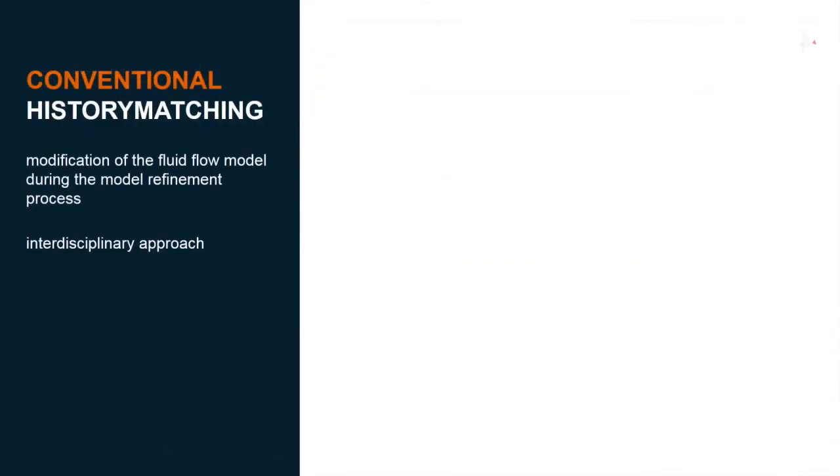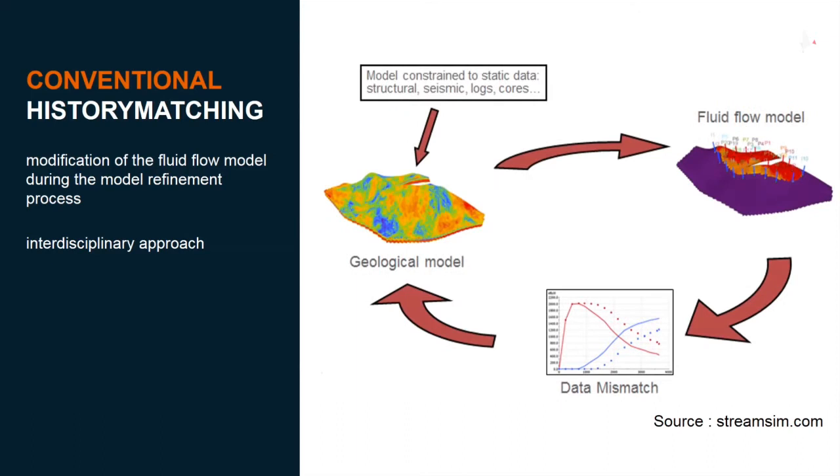Conventional history matching involves modifications of the fluid flow model during the model refinement process. Although it is currently well understood that history matching requires an interdisciplinary approach that should involve a team of geoscientists and reservoir engineers, this traditional approach is often employed in the assisted history matching method. Here is the workflow diagram.